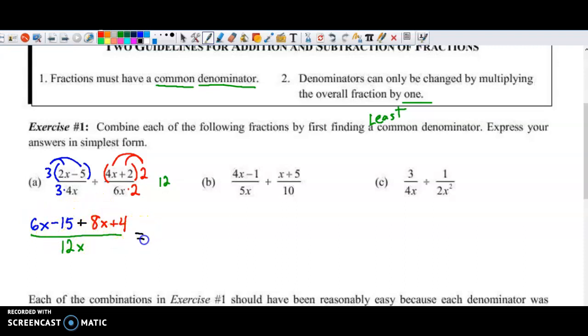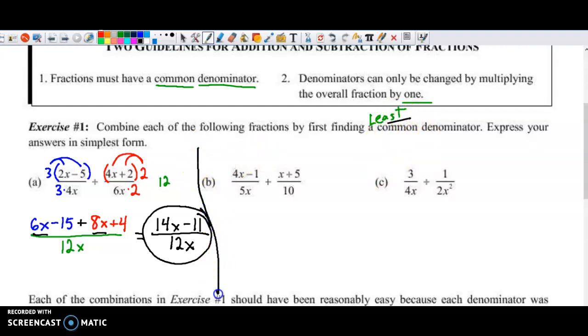So your final answer, and this might not be the final answer, but 6x plus 8x is 14x. Negative 15 plus 4 is negative 11 all over 12x. And the reason why I say might not be your final answer, if you don't have the least common denominator, you might have to simplify. That's why it's best to find the least common denominator. So if you look at the next one, it's going to take some time to figure this out, by the way. It's not just going to happen for you.